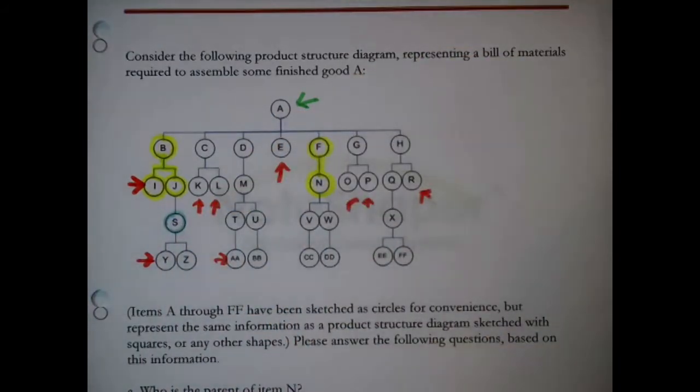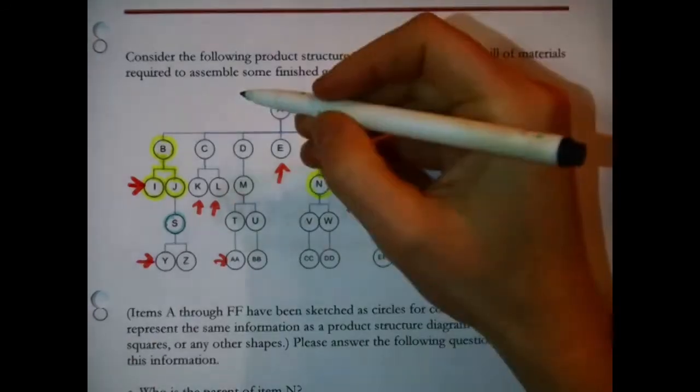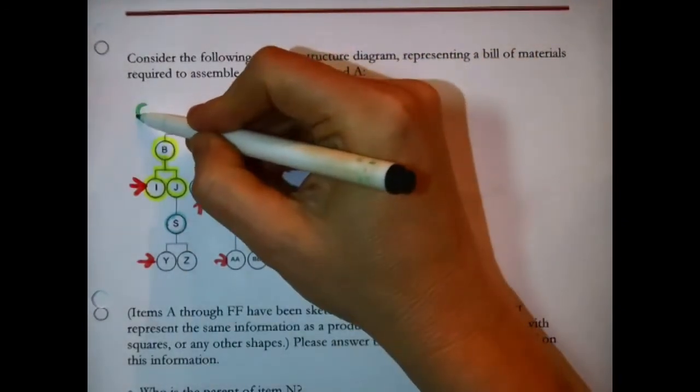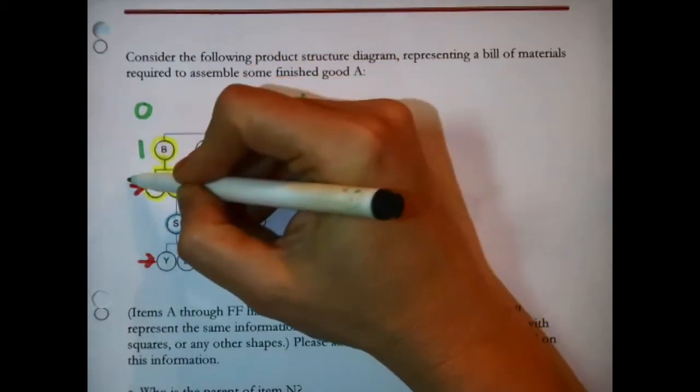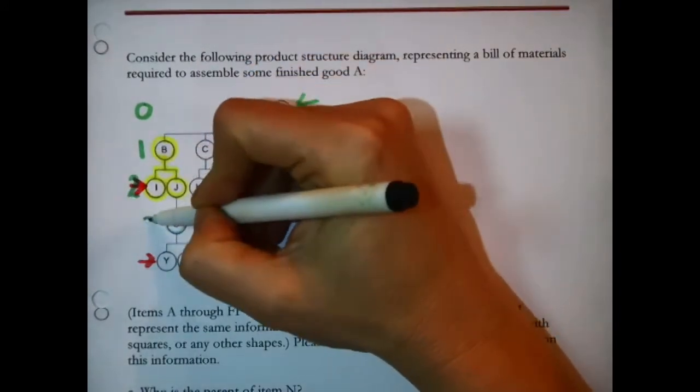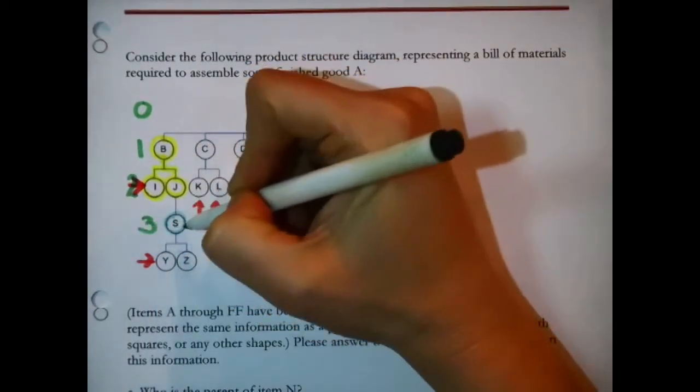How do we label levels in any product structure diagram? Remember, we always begin at the top, and that is level 0. Then the next level is level 1. The next level is level 2. That means that item S is on level 3.